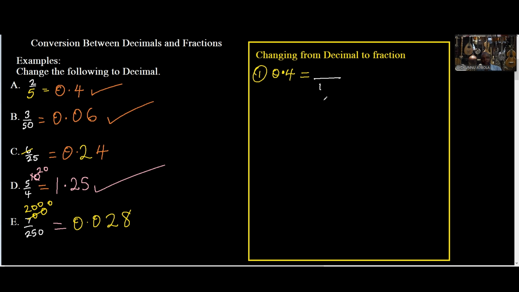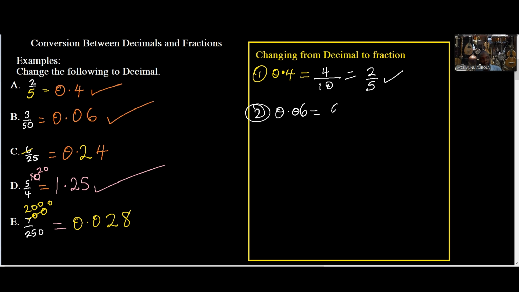Please look at the screen. So I'll write 4, then divided by 10. Then we can reduce it to lowest term. That'll be 2 over 5. And that's what we started with. Let's look at the second one, 0.06. You want to change it to a fraction.